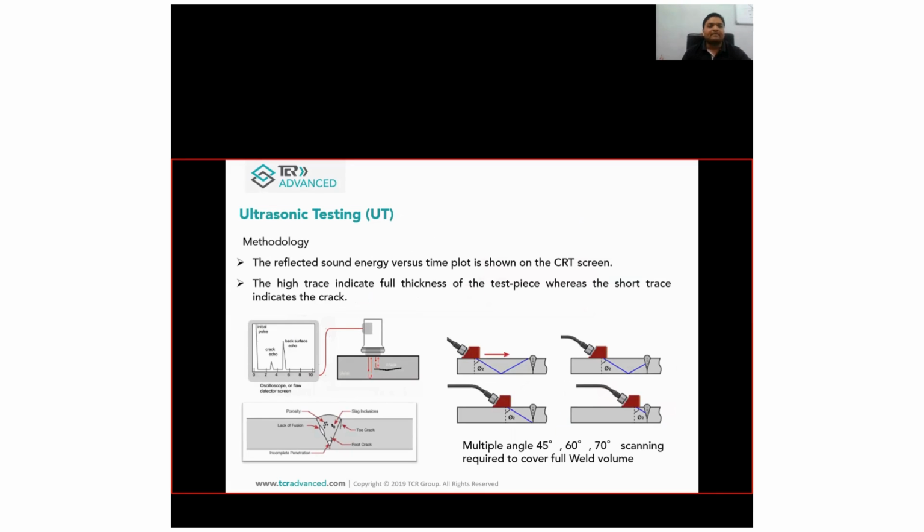So there is very basic instrumentation available for ultrasonic inspection, and we can cover all these defects like lack of fusion, toe crack, and root crack by using different types of probes like 45, 60 and 70. To cover the entire volume, we can use different types of probes.